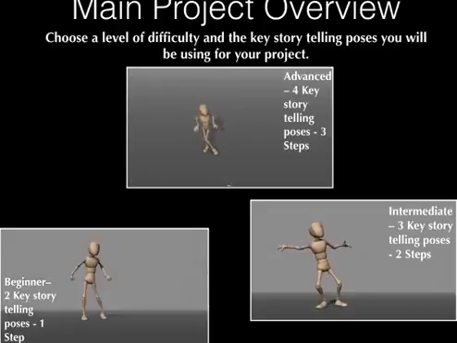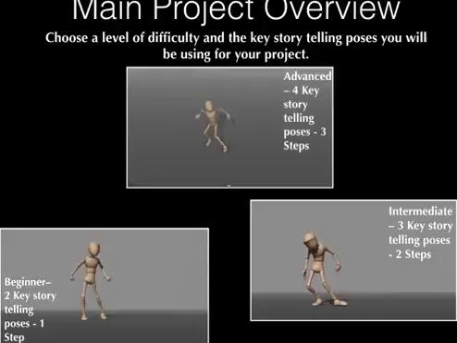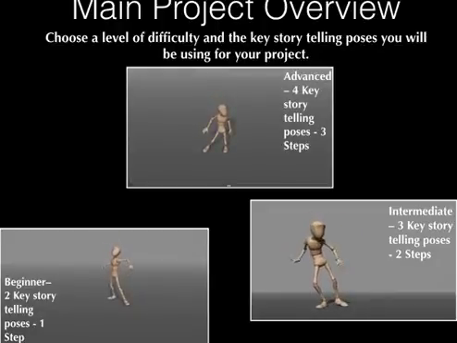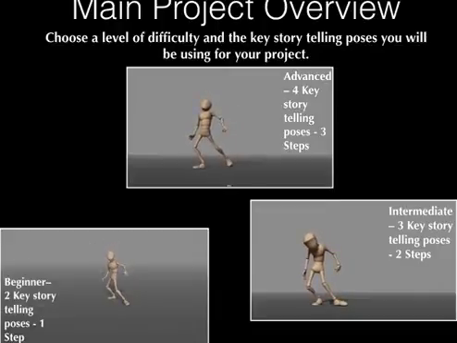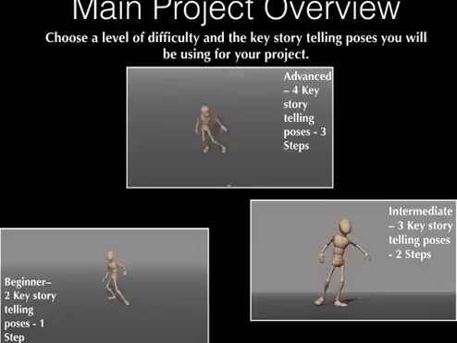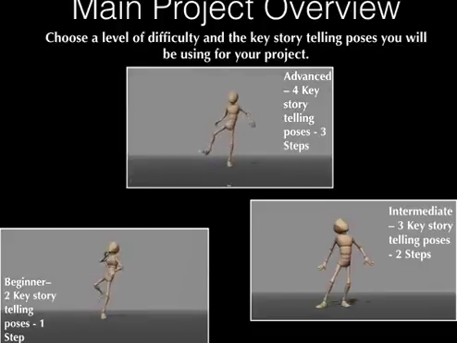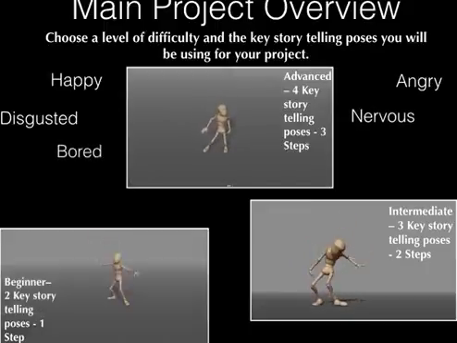Okay. Intermediate, you're choosing 3 key storytelling poses, and in order to go from the first to the second, you need to take a step, and then you also need to take a step to go from the second to the third, and likewise with advanced being 4 key story poses, needing 3 steps. Okay. Your key storytelling poses.